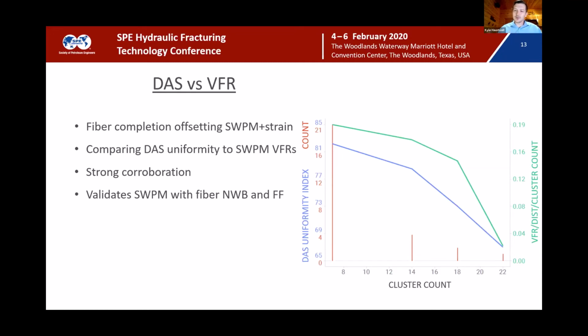So we've seen historically, the more clusters that you have inside your stage, the more difficult it is to have uniformity. The x-axis is showing the number of clusters in the stage test that we had. So the highest count of clusters was at 7. They tested 14 clusters, 18 and 22. So strong corroboration between the two. Again, sealed wellbore, a fraction of the cost, aligned very well with what we were seeing on both near wellbore and far field fiber.